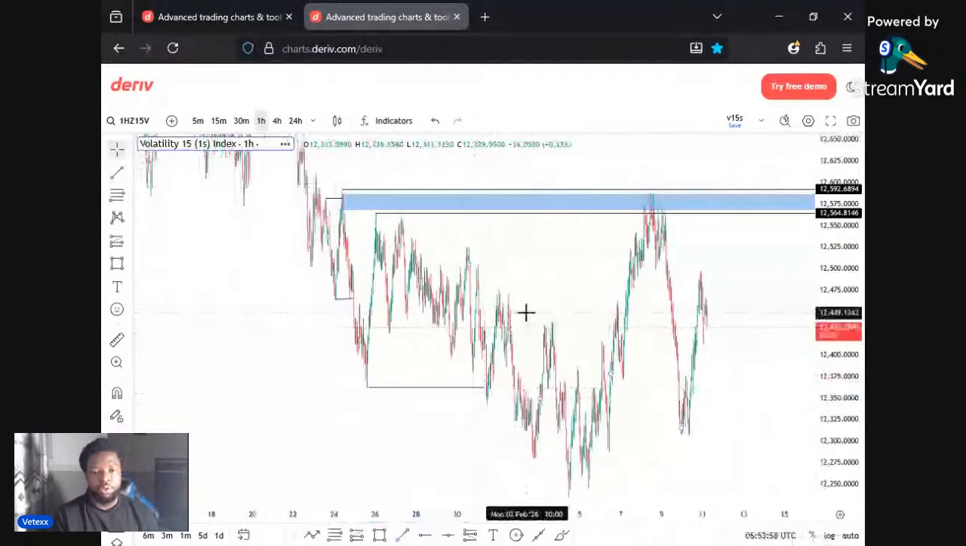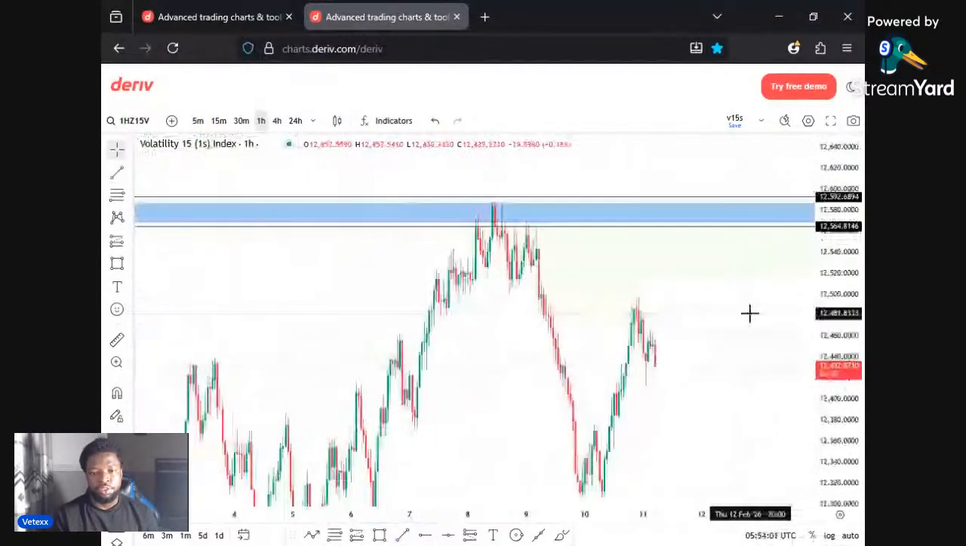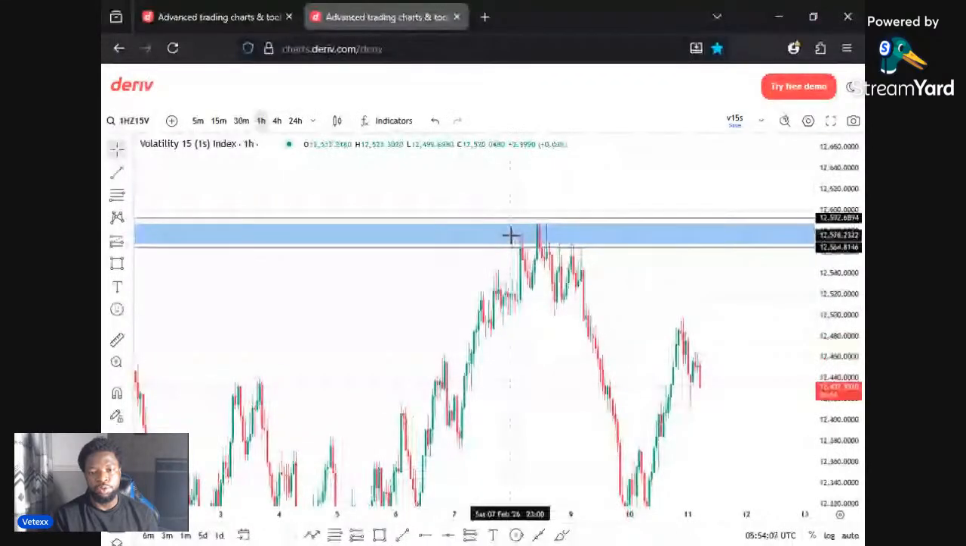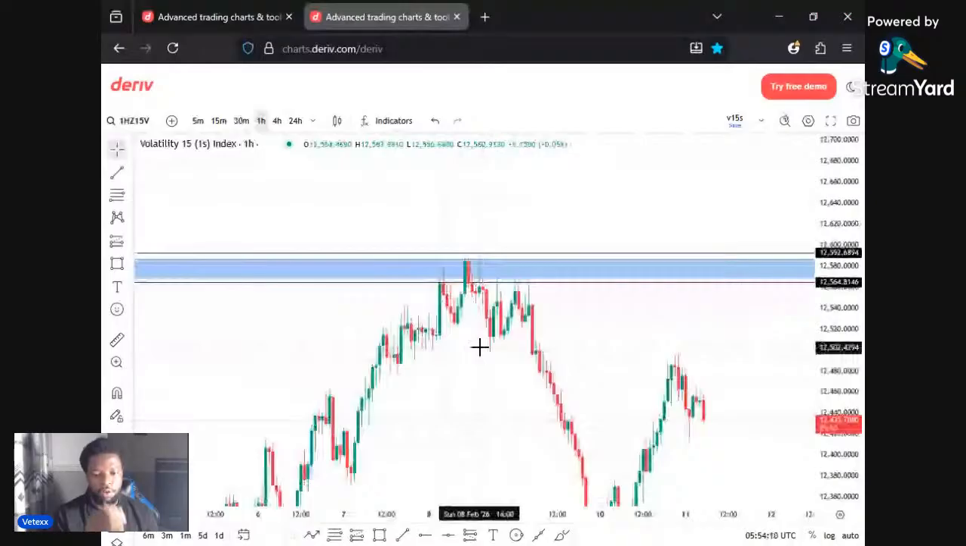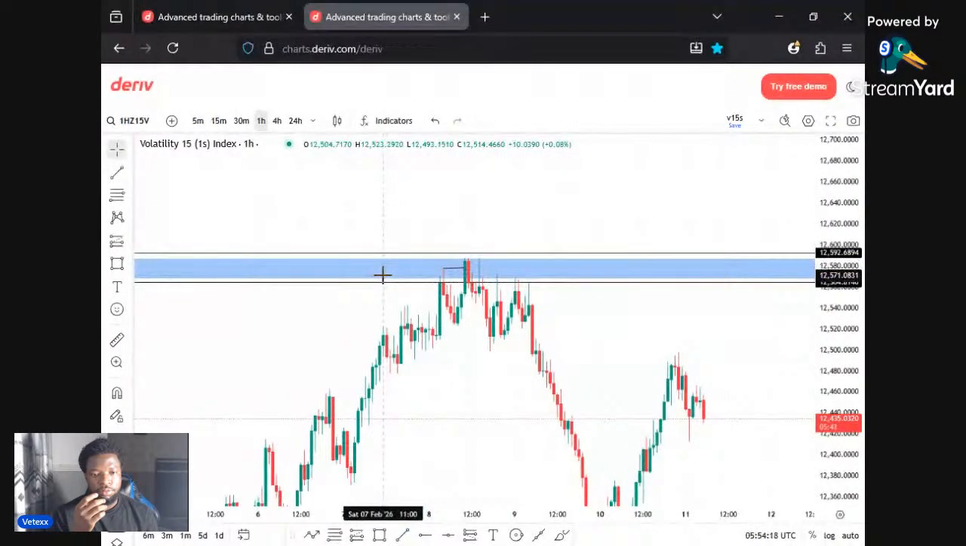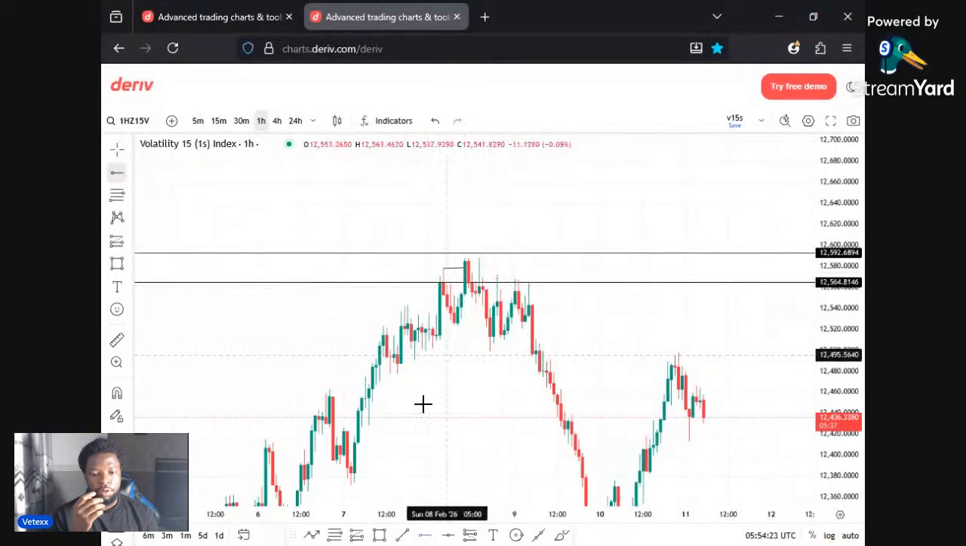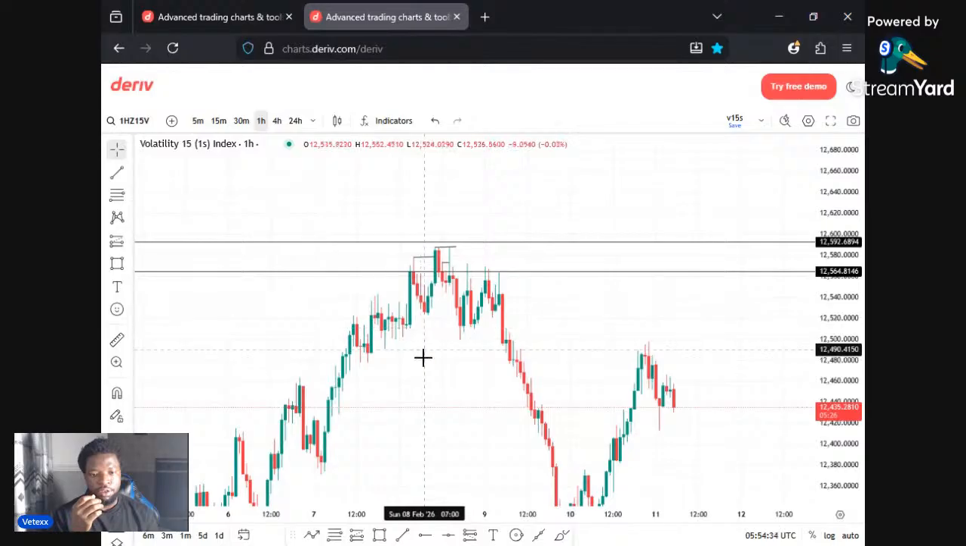So price came to the 1 hour time frame and gave us a 1 hour continuation around this point. You can see it clearly. We have this sweep of liquidity. We have this structural liquidity here. We have a protected high right here on the 1 hour time frame. And then we have our break of structure hidden inside here.